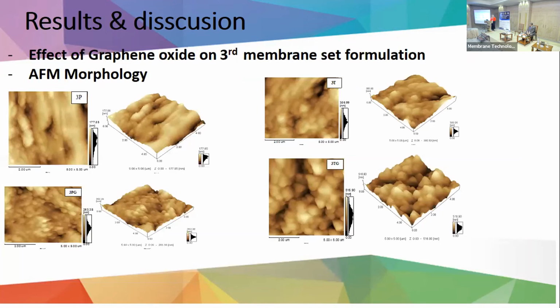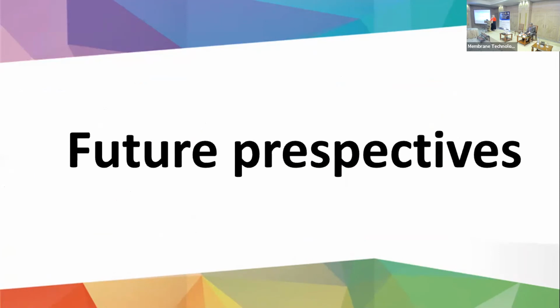Also, the scanning AFM, the atomic force microscopy, for the structure shows some smoothing for the TG, where we have a thin film composite with the graphene layer in the presence of graphene oxide and the presence of graphene oxide in the blend mixture. This means that we have graphene in two places.